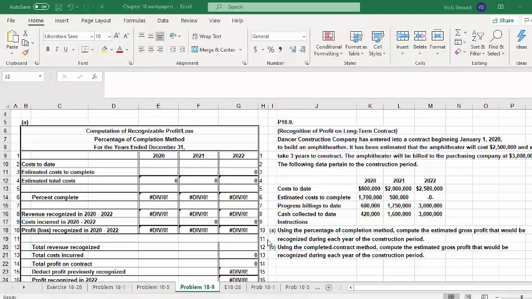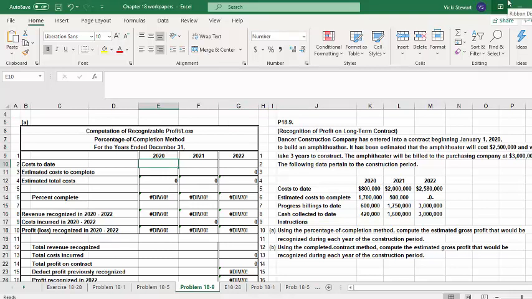So the instructions state in Part A, using the percentage of completion method, compute the estimated gross profit that would be recognized during each of the construction periods. So we're going to use the information in the problem to determine the amount of gross profit. I have a spreadsheet set up to help us calculate those amounts, and I'm going to be completing that and explaining how the formulas work and how we derive the amounts for each of the years. So we're going to start out in 2020.